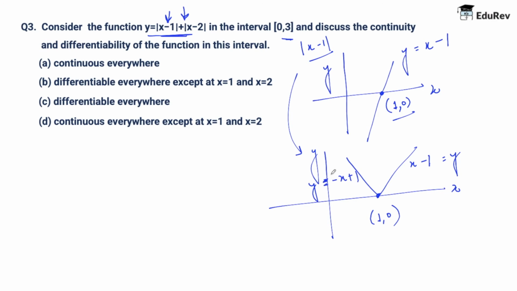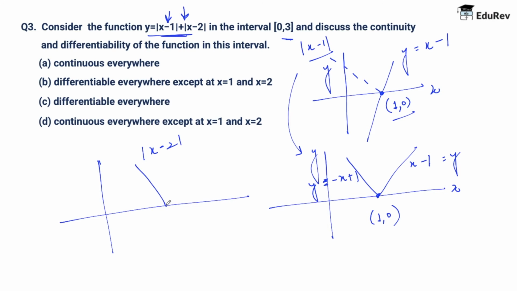Now how did this happen? We were taking the mod of it, that is, all the values have to be positive. So we just, you can say, shifted the curve that is below the x-axis towards the positive end, right? And similarly for mod of x minus 2 itself, we will plot a similar curve. That is, if I'm going to plot a curve, it will be what?